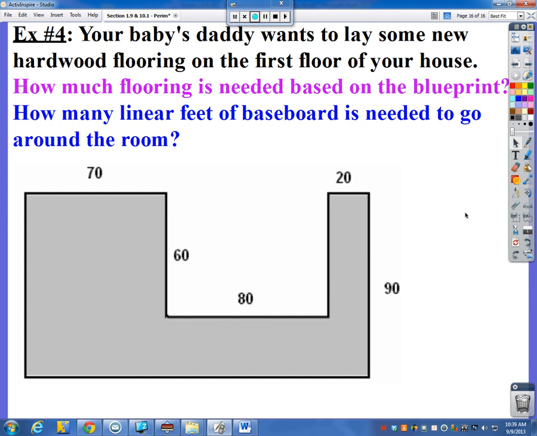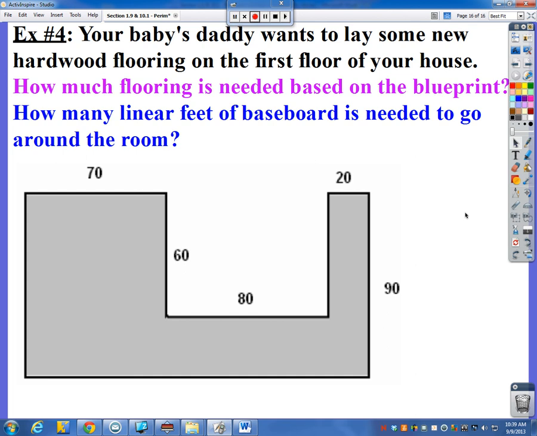Sure. So how much flooring, this is question one, how much flooring is needed based on the blueprint? So you need to figure out, is that a perimeter and area type answer you're looking for? And then question number two is, how many linear feet of baseboard is needed to go around the room?